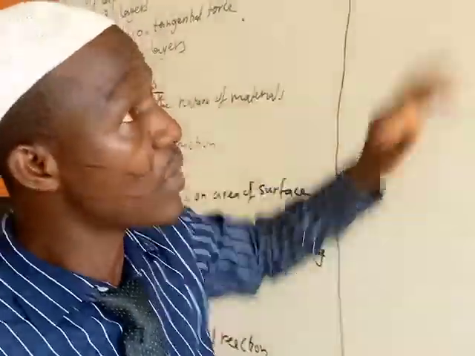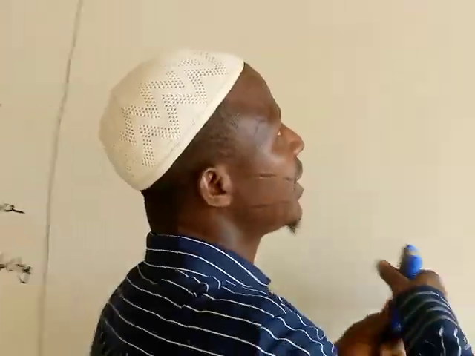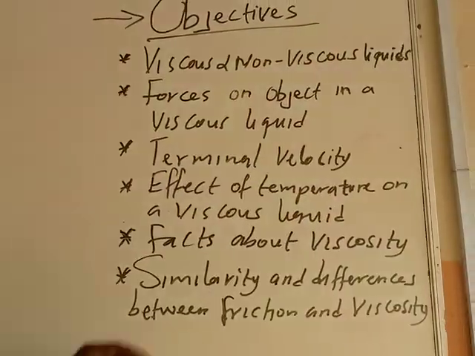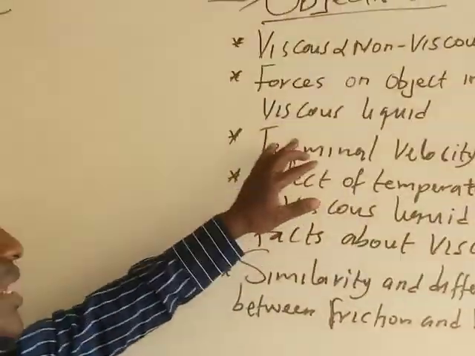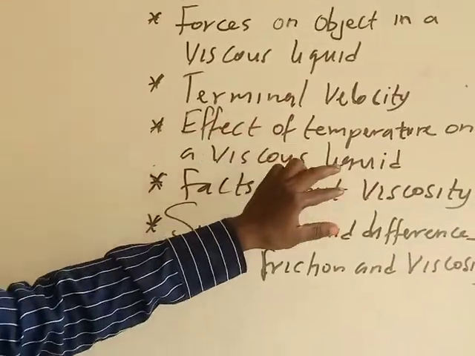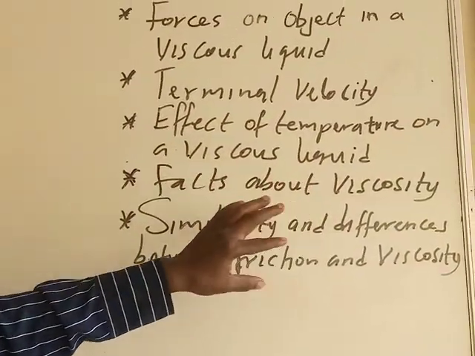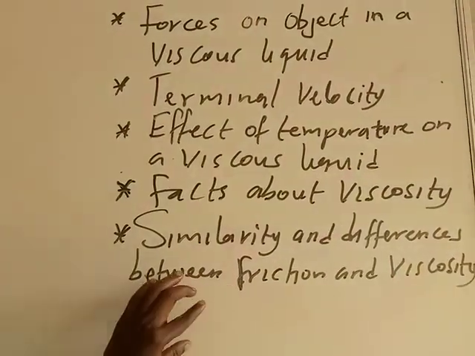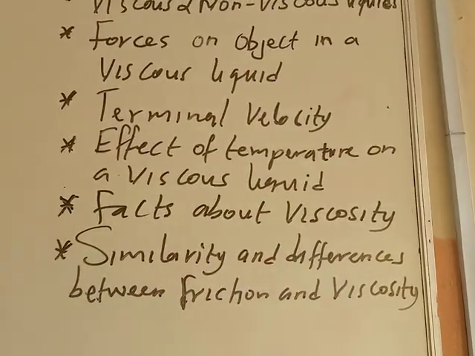So today's topic, we are going to discuss viscous and non-viscous liquids, force on an object in a viscous liquid, then terminal velocity, effect of temperature on a viscous liquid, then facts about viscosity, similarity and difference between friction and viscosity.